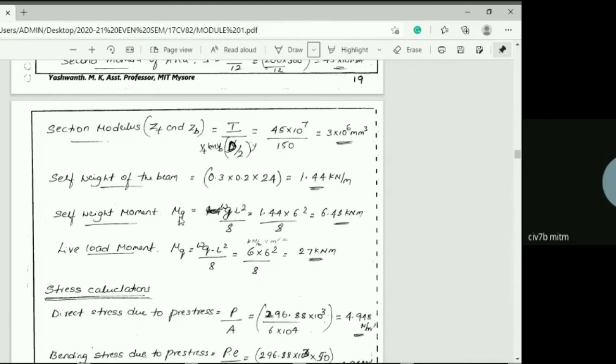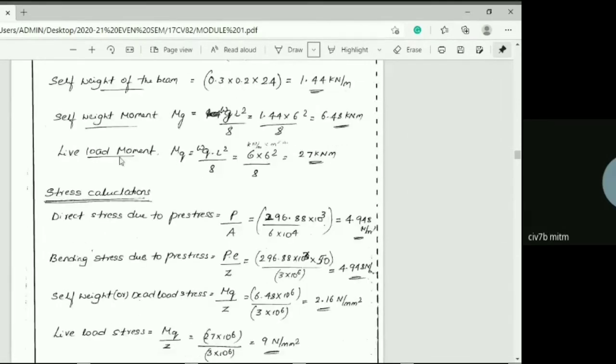The dead load moment is MD or MDL. MDL is equal to WDL into L square by 8. Why? Because the dead load will always be acting as a UDL. And one more thing, I'm going to calculate this dead load at midspan, as has been mentioned. So WDL is 1.44 kilonewton per meter, into the span L in meter, divided by 8, which will give you 6.48 kilonewton meter. Please note this point.